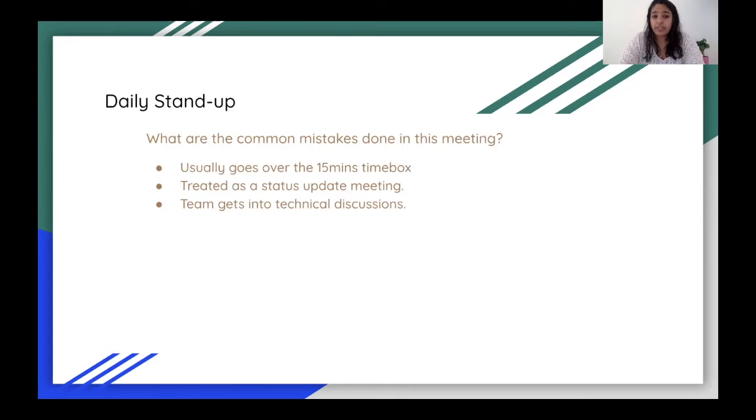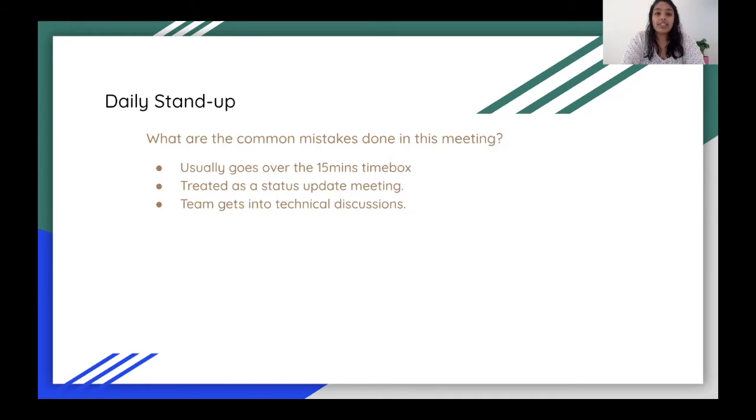As I mentioned in my first point, technical discussions happen in this meeting. As far as possible, I know it is difficult because sometimes it happens in the flow, right? You'll give a status, a check-in update on your particular task, and then there's a question, and it's very easy to fall into this technical discussion.